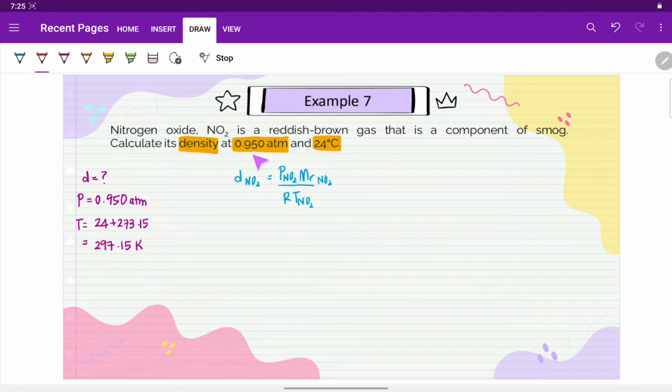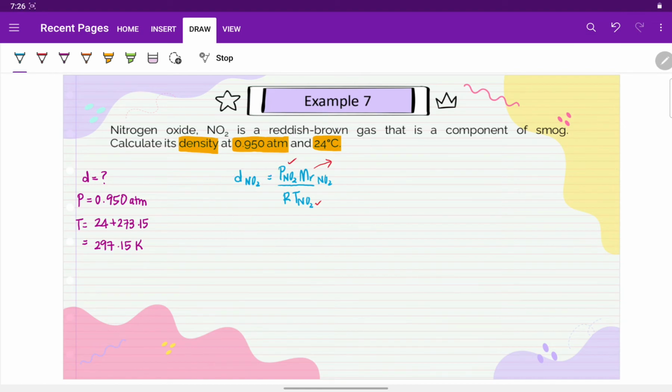Okay, we want to find the density of the NO2 gas. So, we need to have its pressure. Okay, ada. Okay, molar mass tak diberi, tapi awak boleh cari. So, ini awak kena carilah. Cari dalam awak punya table of elements. Okay, R. Okay, we're going to use the same gas constant. And then temperature kita dah ada. Okay, so maksudnya we can use this equation.